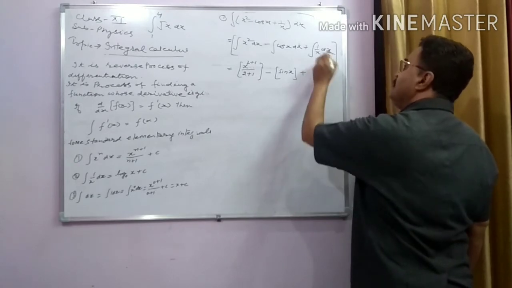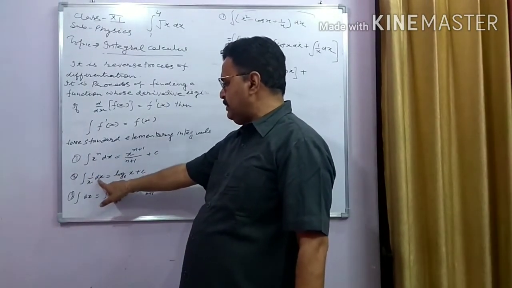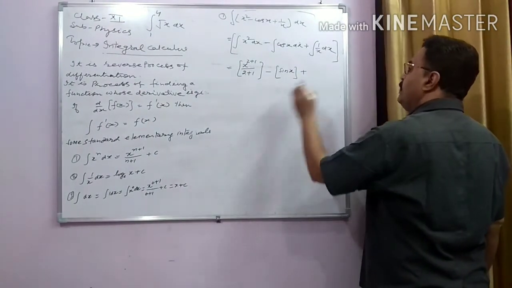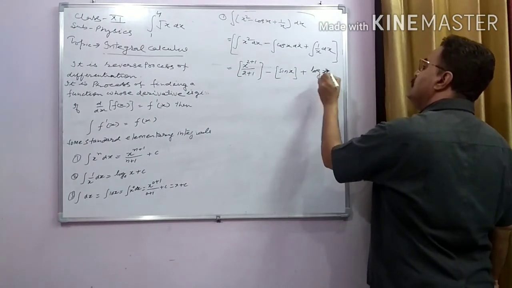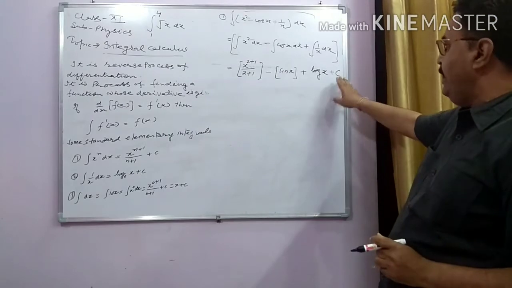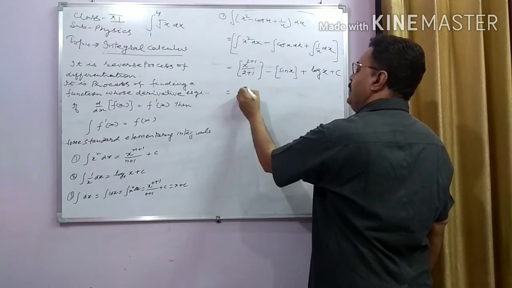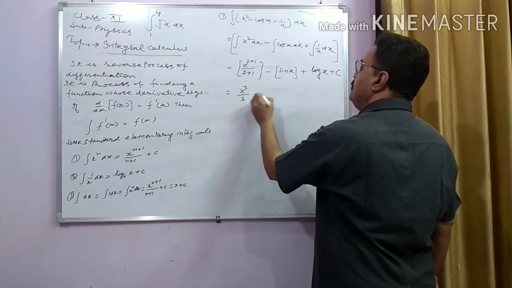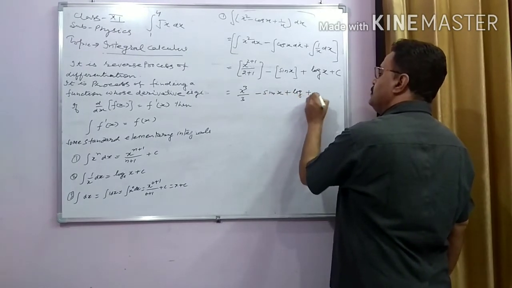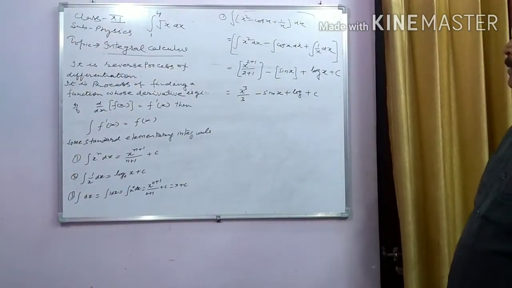Then plus 1 upon x dx. So again we can take this form of integration, 1 upon x dx. The integration of 1 upon x is log x. So we can use this standard form, log x, and then plus c, because there is no limit for this integration, therefore we can take here the integration constant. Now we can solve this. This expression becomes x cube upon 3 minus sin x plus log x plus c. This is the integration of the given function x square minus cos x plus 1 by x dx.